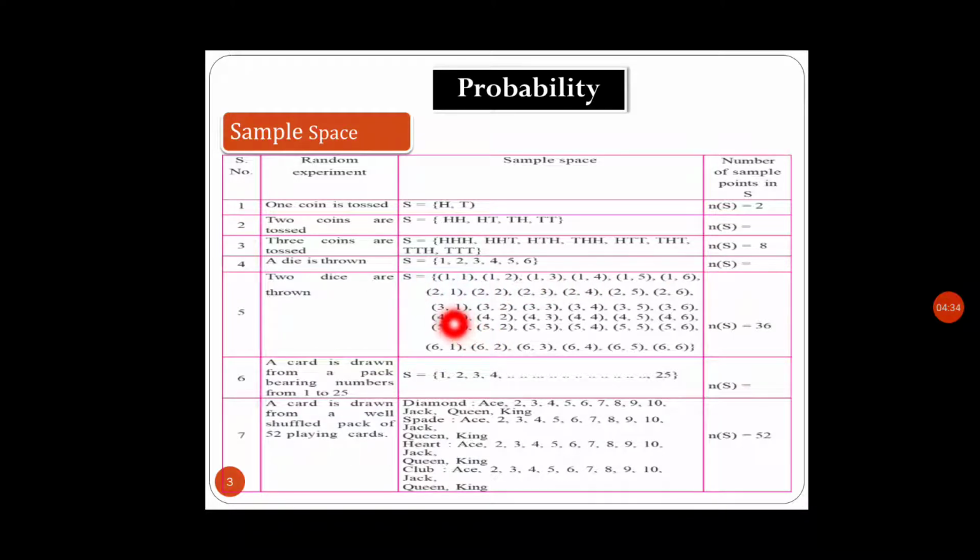Then the fourth one: a die is thrown. You know that a die has 6 outcomes. Write in the sample space: S is equal to {1, 2, 3, 4, 5, 6}. Then n(S) is equal to 6.